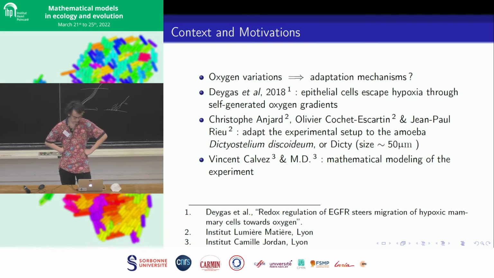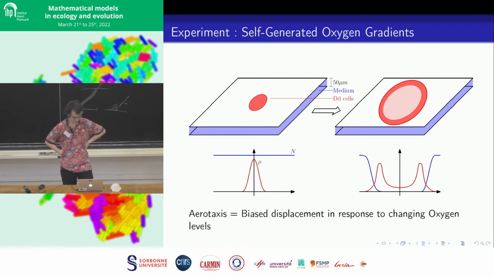And so there's a team of biophysicists from Institut Light and Matter in Lyon, composed of Christophe Anjard, Olivier Cochet-Escartin, and Jean-Paul Rieu, who adapted a similar experimental setup for Dictyostelium discoideum, Dicty in short, which is an amoeba of size 50 micrometers that is swimming around, crawling around. And with Vincent Calvez, my PhD advisor, we contributed by mathematically modeling the experiment. Okay.